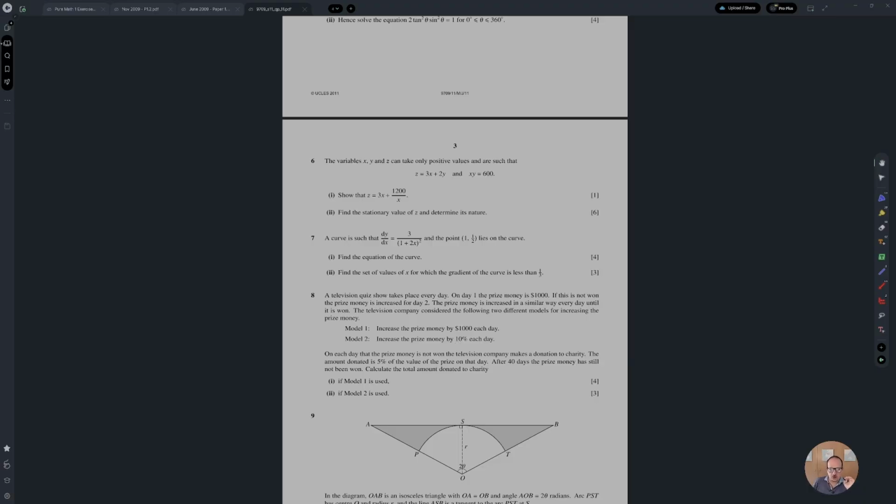Important for you to notice also that what you are being asked is not the total prize money, it is the one that is given to charity. Calculate the total amount donated to charity. And how much is that? This is 5% of that. So pay attention to this. You are not calculating the total prize that is being accumulated. You are calculating the total value that was accumulated to be given to charity, which is 5% of the total.